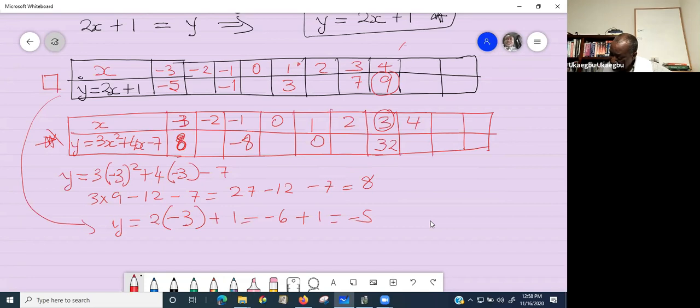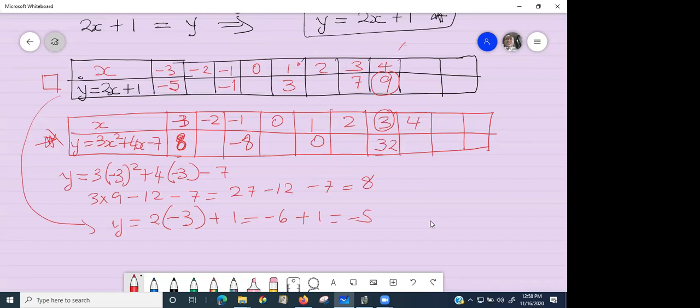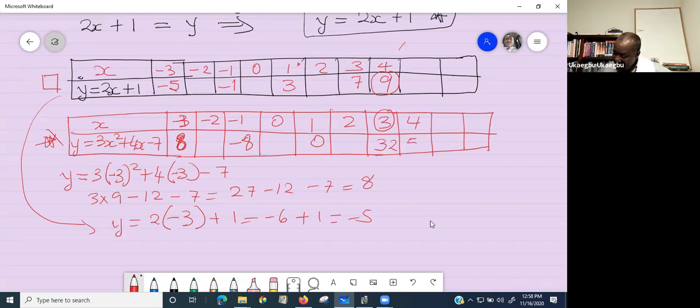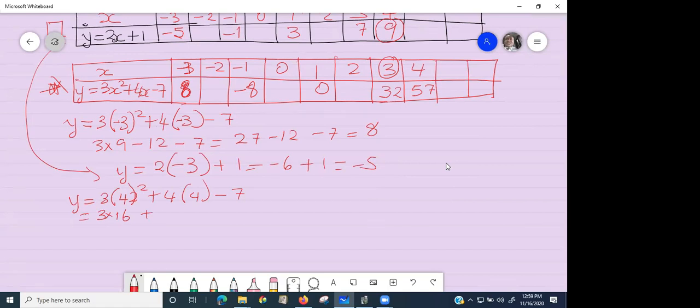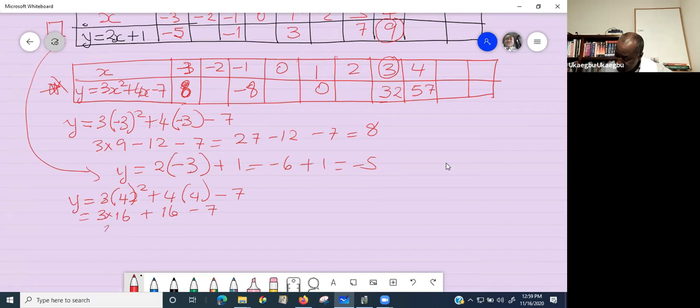How about the second table when x is 4? Hello, ladies and gentlemen. When x is 4, what is the value of y? Is it 57? Let me write 57 temporarily and let me verify that. Okay. So when x is 4, y would be equal to 3 bracket 4 squared plus 4 bracket 4 minus 7. Okay, 4 squared is 16. 16 times 3, what is 16 times 3? 48. Plus 16 minus 7. So this is 48. Plus 9.